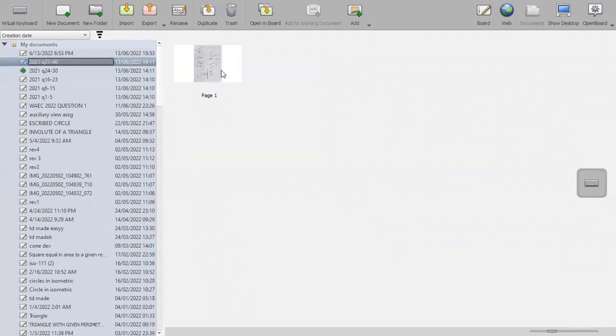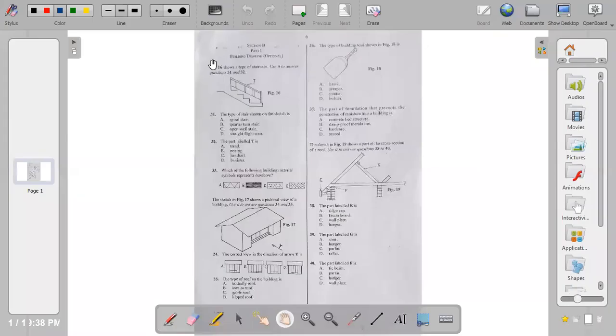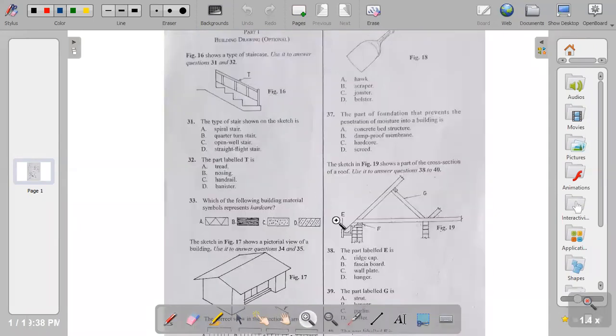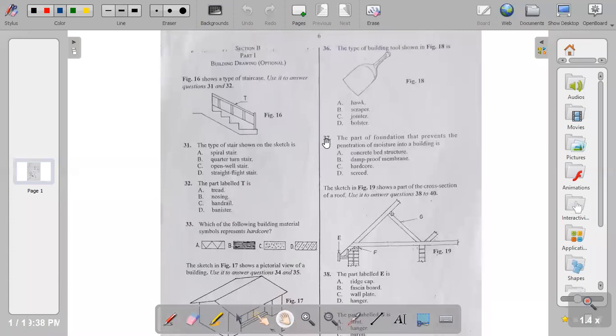So we are moving on to the last phase, which is the building drawing questions. The answers you have on the building drawing aspect are the same answers you have for the mechanical drawing, so we won't be looking at that today. We'll be looking at just the building drawing. Figure 16 shows a type of staircase. Use it to answer questions 31 and 32.